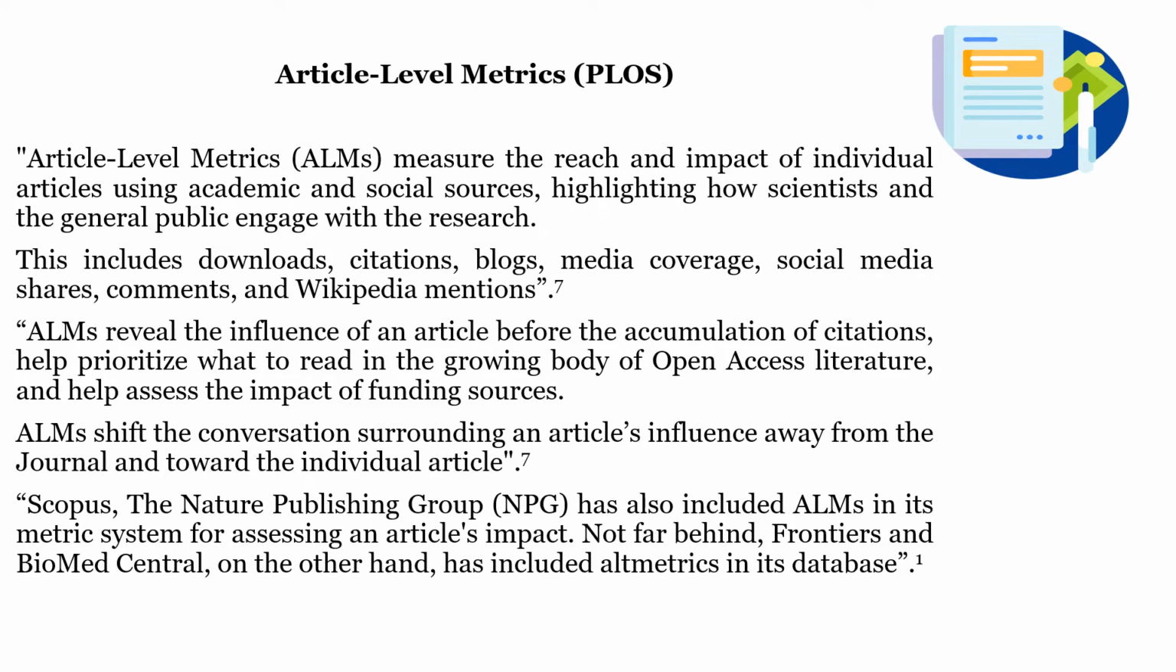It helps prioritize what to read in the growing body of open access literature and helps to assess the impact of the funding sources. The article level metrics shift the conversation surrounding an article's influence away from the journal and towards the individual article. Nature Publishing Group has also included article level metrics in its metric system for assessing an article's impact. Not far behind, Frontiers and BioMed Central, on the other hand, have included altmetrics in their databases.